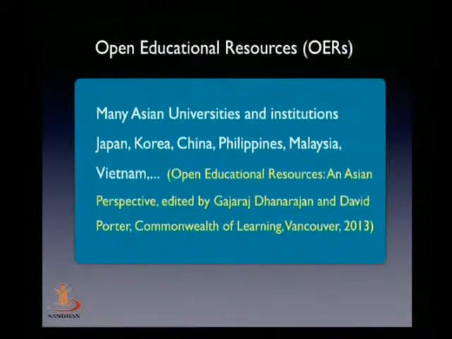What happens to these efforts in other parts of the world? Many Asian universities and institutions are involved in the creation of knowledge. Some of the countries which have contributed a lot are Japan, Korea, China, Philippines, Malaysia, Vietnam, and there are many others. To get a complete overview of some of the latest efforts, I would request you to refer to the compendium known as Open Educational Resources: An Asian Perspective. This is edited by a very distinguished academician and Vice Chancellor of Malaysian Open University, Professor Gajaraj Dhanarajan. David Potter is the co-author. This book is published by the Commonwealth of Learning, Vancouver, and it's freely available on the internet.